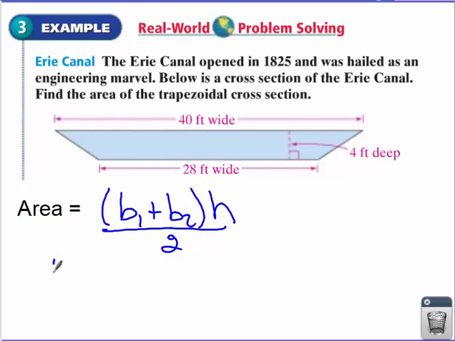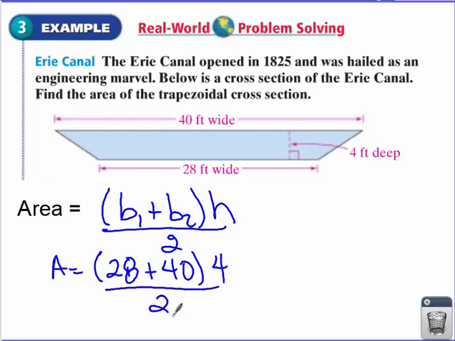So now we plug in our information. Our bases are 28 and 40, and it makes no difference which one you call base 1 or base 2 because we're adding them together. The height is always going to be the distance between the 2 bases. So in this case 4, and then we're going to divide that by 2.